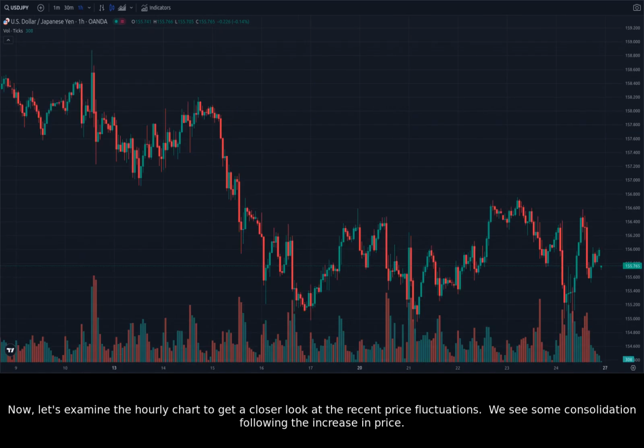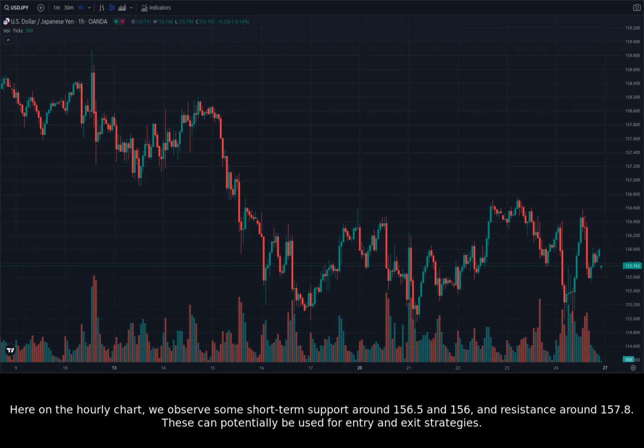Now, let's examine the hourly chart to get a closer look at the recent price fluctuations. We see some consolidation following the increase in price. Here on the hourly chart, we observe some short-term support around 156.5 and 156, and resistance around 157.8. These can potentially be used for entry and exit strategies.